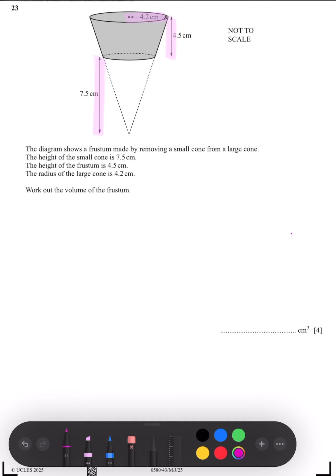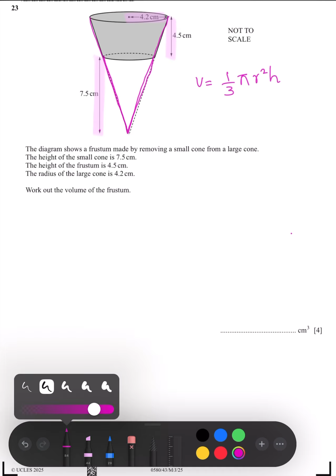Volume of the frustum. So volume of the frustum can be calculated by subtracting volume of the smaller cone from volume of the larger cone. And what is the formula of volume of cone? 1/3 pi r square h.